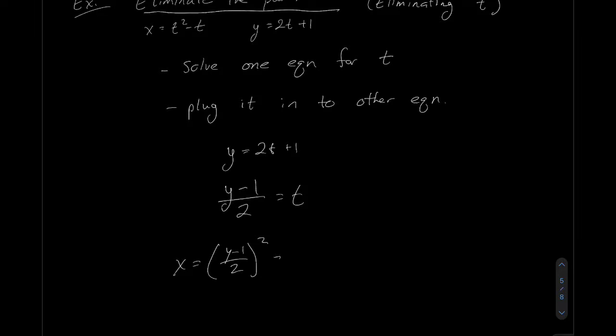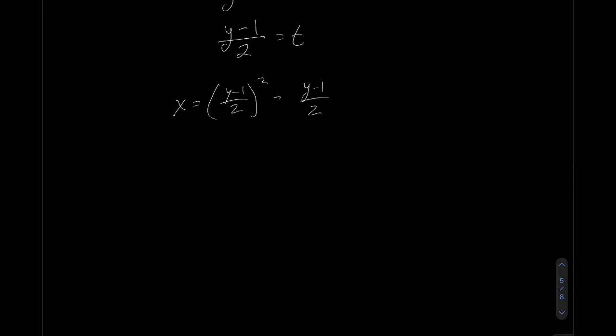Now we can just take this value of t and plug it into our function x. And we get x is equal to ((y minus 1) over 2) squared minus (y minus 1) over 2. So now let's clean this up and get a nice function of y. So x is going to be equal to 1/4 times (y squared minus 2y plus 1) minus 1/2 times (y minus 1).